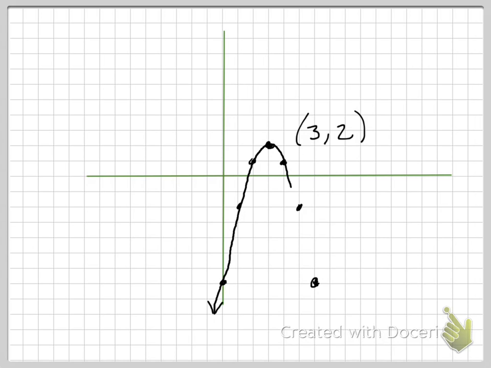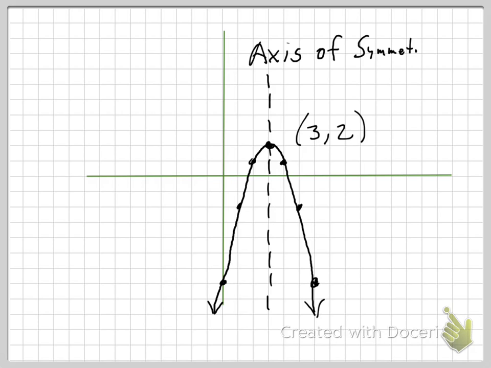Okay, so if I have this information, it's fairly easy to plot. I start with my vertex, and then I just do my transformation. I know I've got a reflection about the x-axis, so I can fill in those points, and there's my graph. My graph is split right in half by what we call the axis of symmetry. This axis of symmetry is the equation x equals 3. Where did I get that from? I got that from the x-coordinate of my vertex.